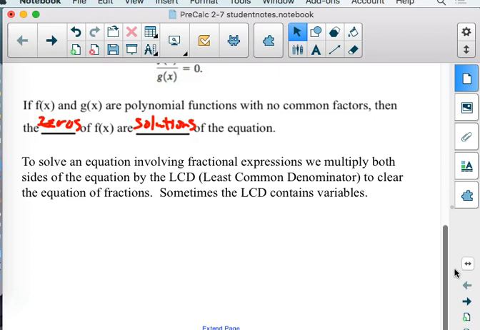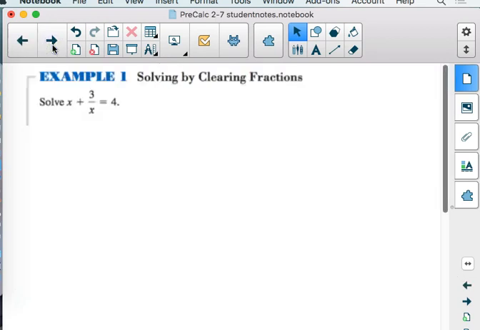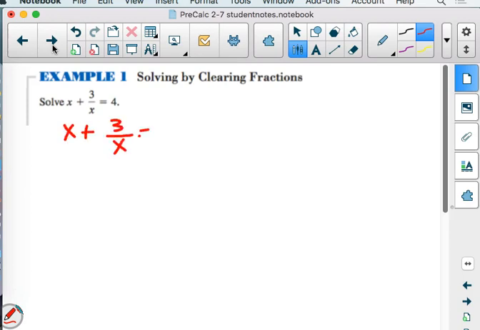And like it says, sometimes the LCD contains variables. We should expect that for us at this level, we are going to see variables in our denominators. So there's a little baby rational equation right there. X plus 3 over x equals 4. And the directions say solve by clearing fractions. Well, we would want to do that anyway. So we have x plus 3 over x equals 4. And we'd rather not look at fractions all the way through, so we look for a least common denominator. What's our LCD for all this?